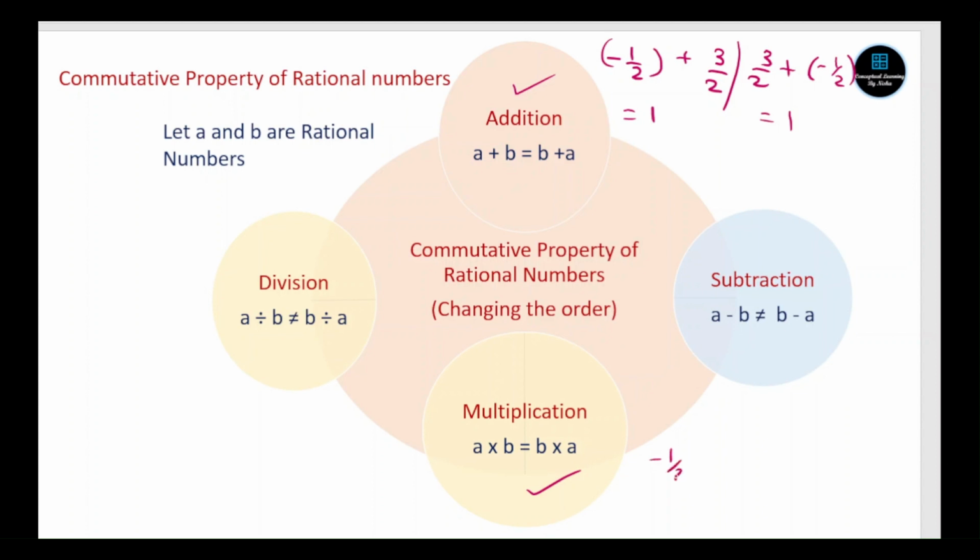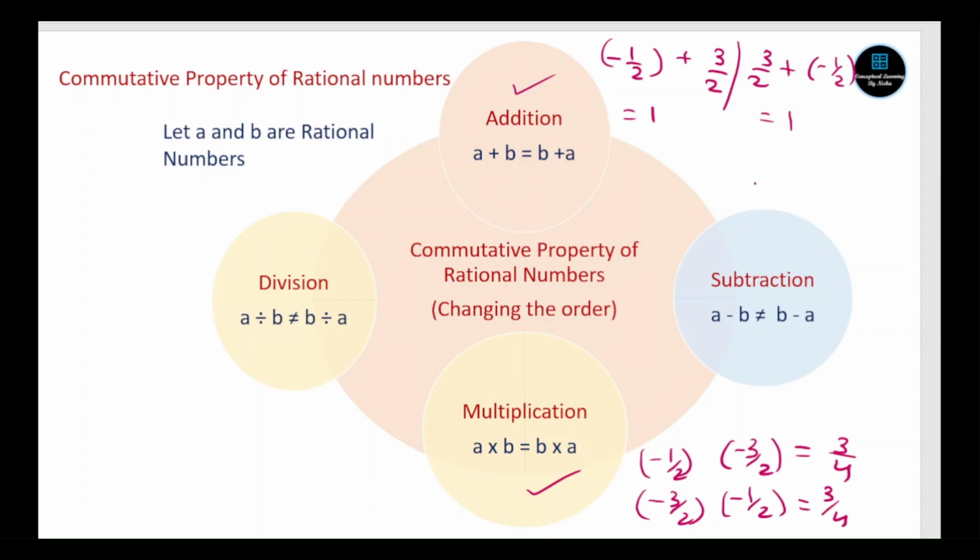Same way for multiplication it will work, right? So let's say negative 1 half times negative 3 half. What do we get? It is 3 upon 4. And if I change the order, I'll get the same answer. Correct? So the commutative property works for multiplication of rational numbers also.